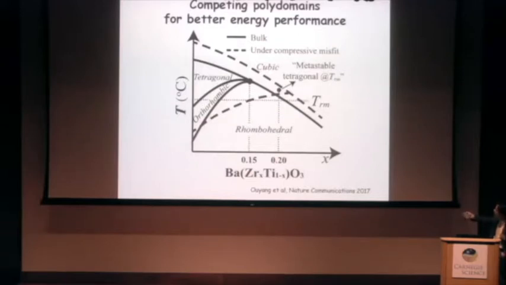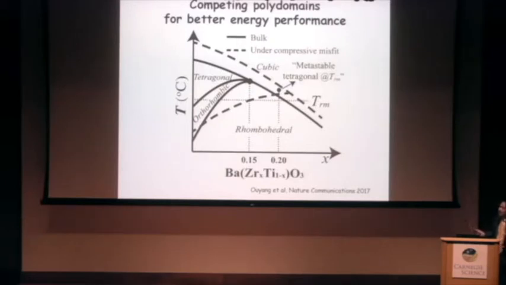But at the same time, if you grow a film of this composition on a substrate, the symmetrical in-plane compressive stress will stabilize the tetragonal phase, as we all know in the classic case of bismuth ferrite. So if the bulk stable phase is rhombohedral but we grow it on a cubic substrate, I can stabilize my tetragonal phase.